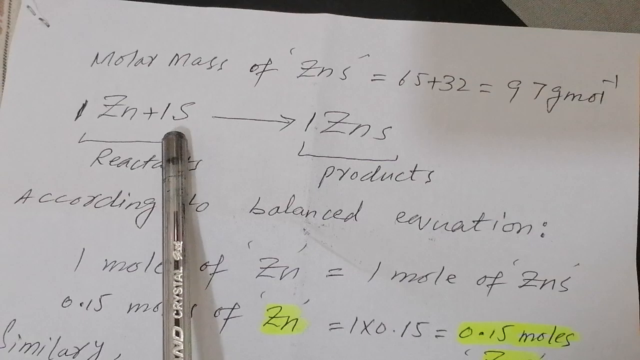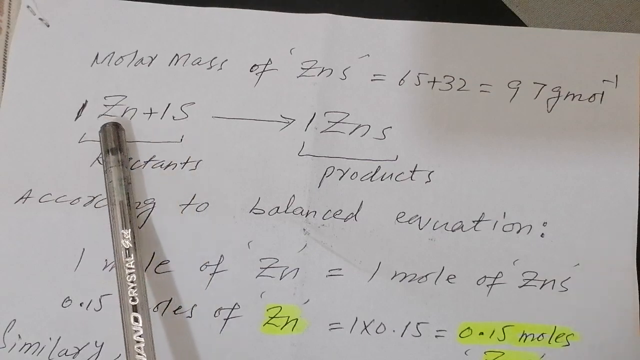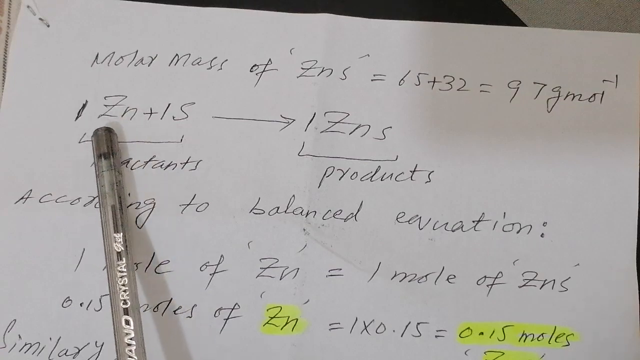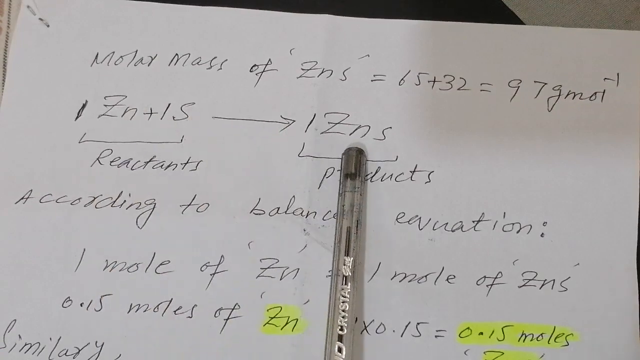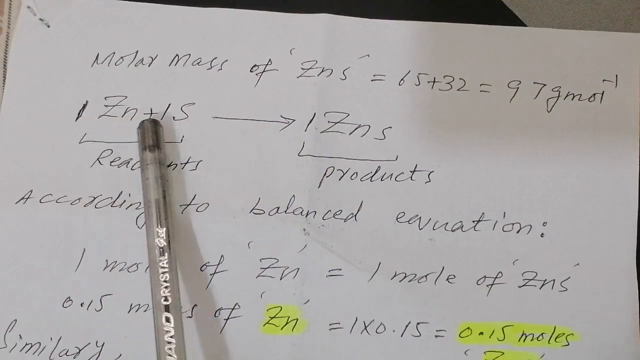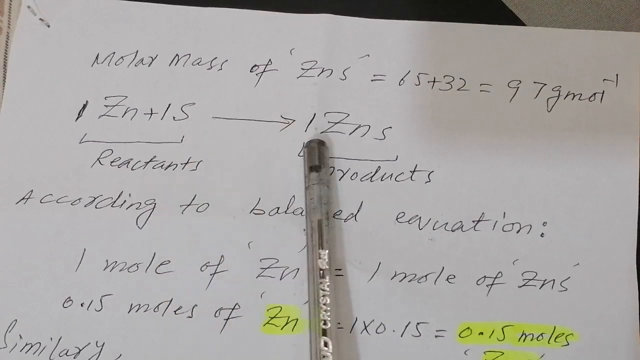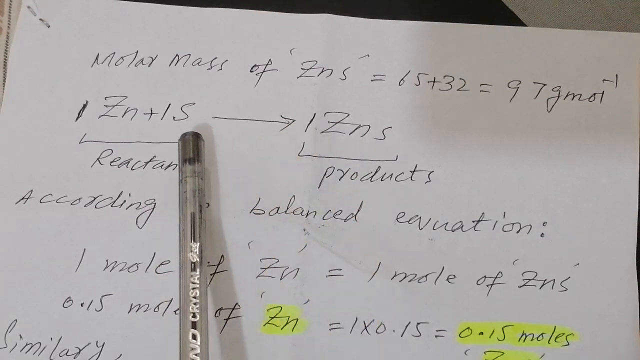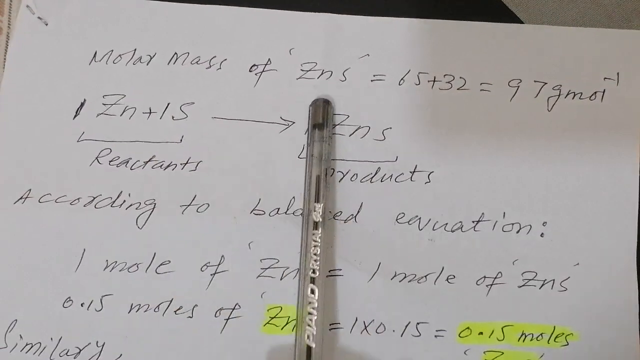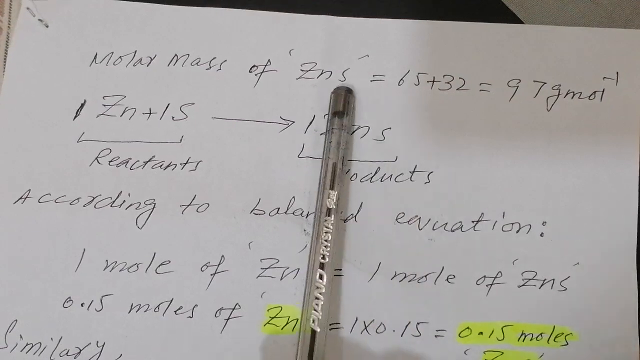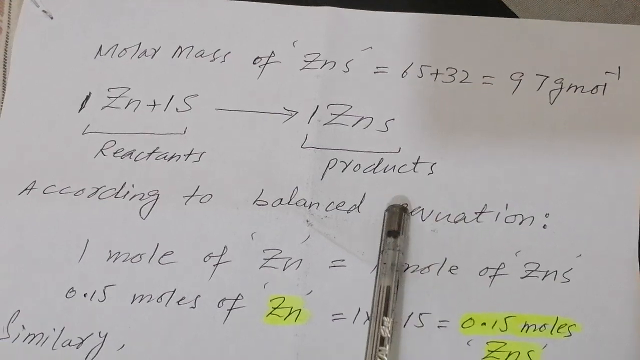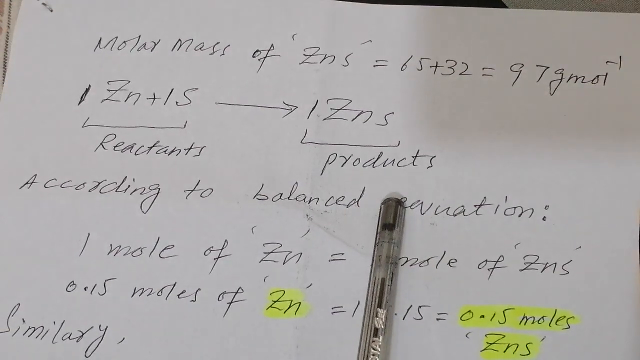We write down the equation once again to calculate the mole ratio, as it is clear from the equation that zinc reacts with sulfur to produce zinc sulfide. And in this balanced chemical equation, 1 mole of zinc reacts with 1 mole of sulfur to produce 1 mole of zinc sulfide. And the substances which are written before the arrow are called reactants, and the substances which are written on the right side of the equation after the arrow are called products. Now we will calculate the number of moles of product from each reactant.